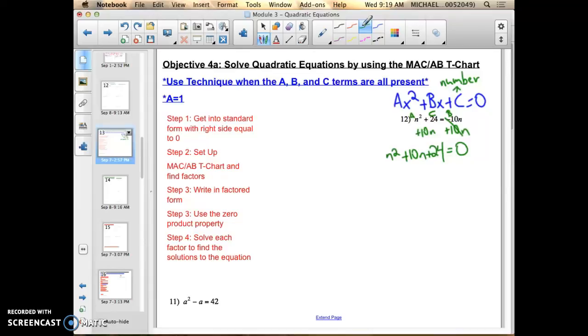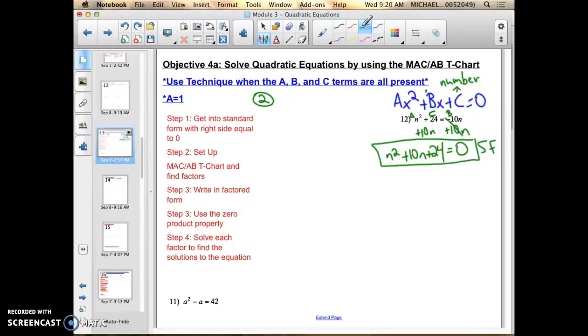I've stuck the B term in its original home, in between the A and the C term, and I wrote it in sequential order, the power of 2, power of 1, and then the C term, equal to 0. So I have standard form right here. I'm going to write SF, which stands for standard form. Now the process is I'm going to set up the MACAB T-chart and eventually in step 3 write it in factored form. So for step 2, this is the new learning.